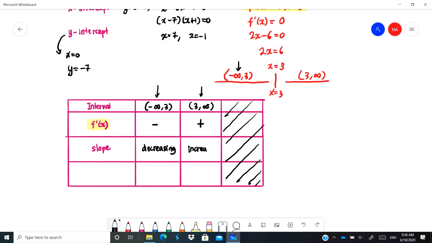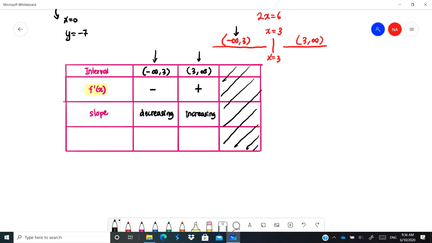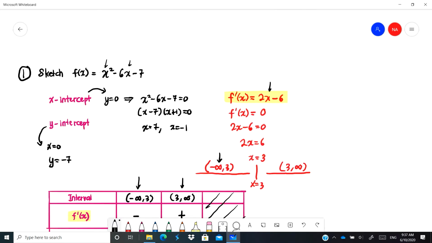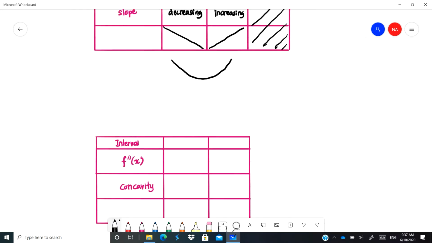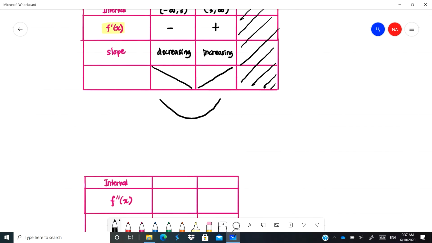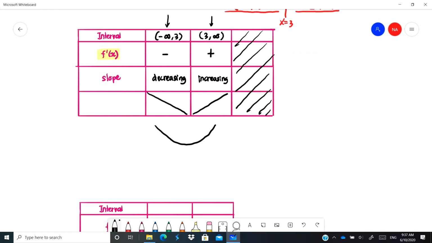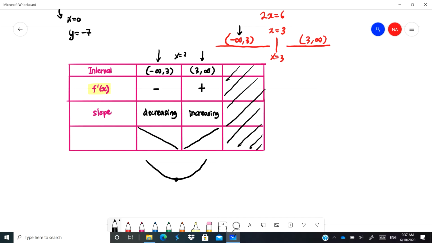If you're going to draw this, it will be something like this: decreasing, slanting to the left, but increasing, slanting to the right. And we know that the shape of the graph is going down and then going up, something like this. So we already have the minimum point here, because it's going down and then going up. So the minimum point is at x equal to 3, the boundary point.